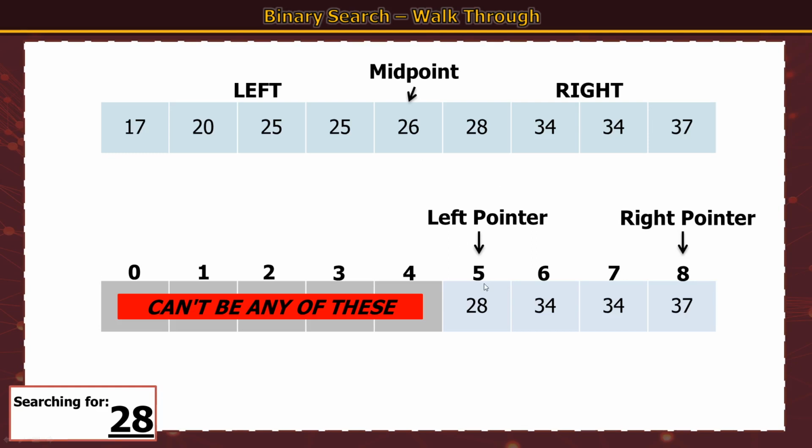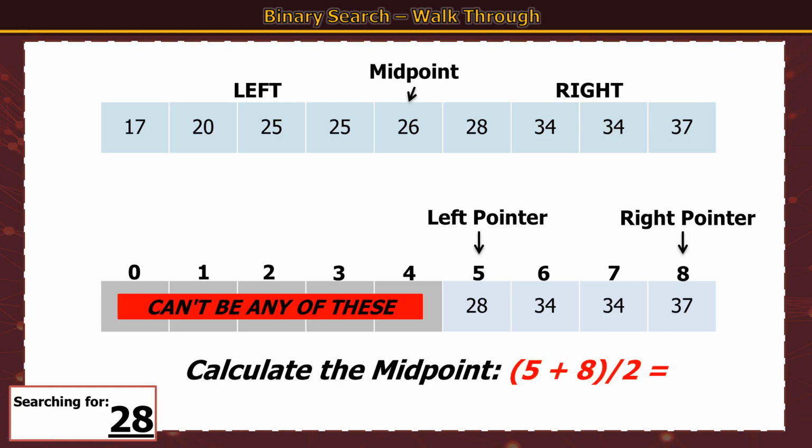At this time it's at index 5. My right pointer is still at index 8. We now need to calculate a new midpoint. So we take 5 because it's the furthest left, and we take 8 because it's the furthest right. We add them together and we divide this by 2. This would give us 6.5.